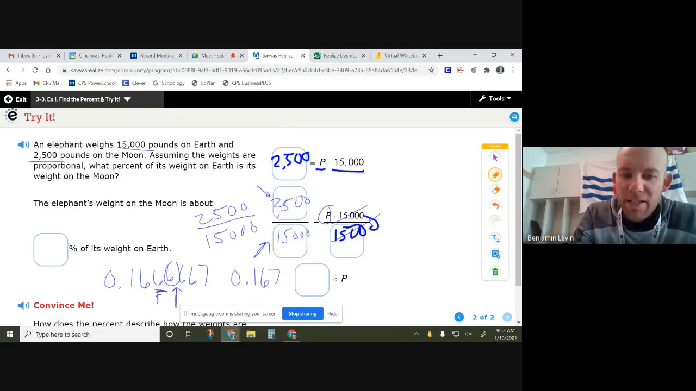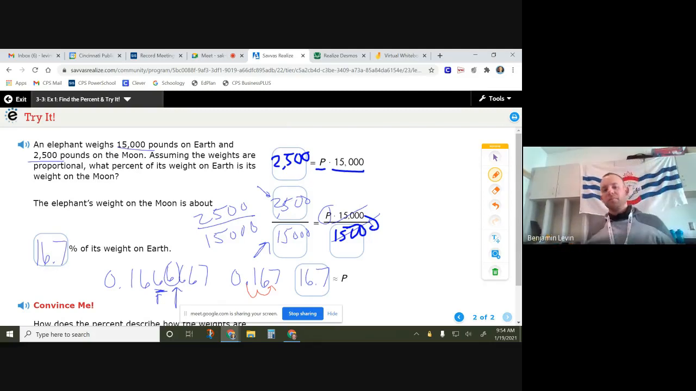Now, if I want to make a decimal a percent, I have to move it 2 spots to the right, 1, 2, which means my percent is 16.7%.